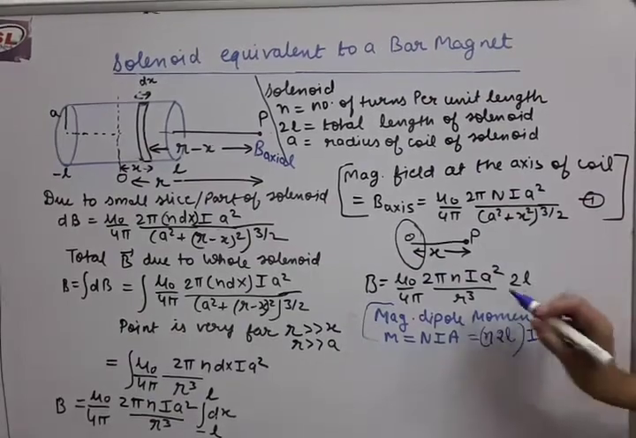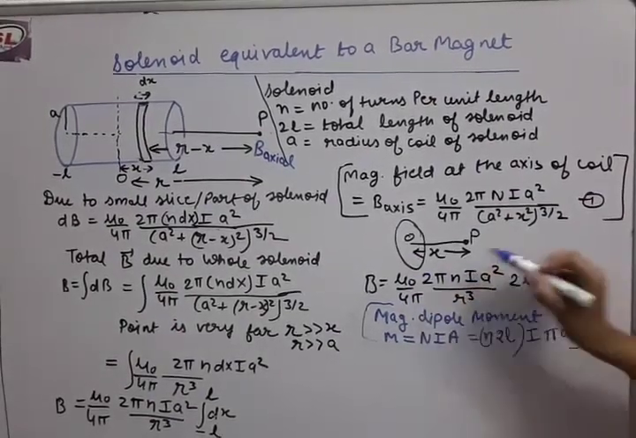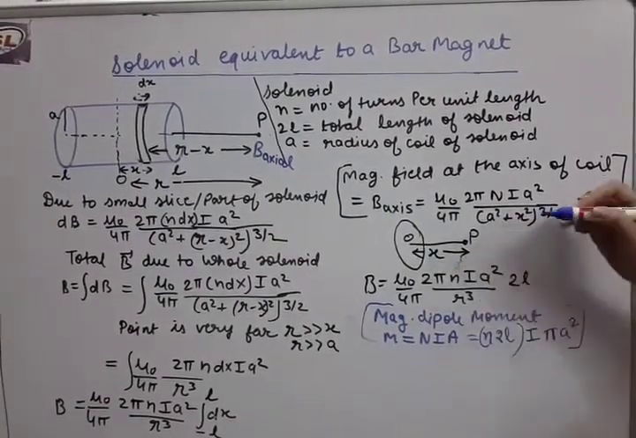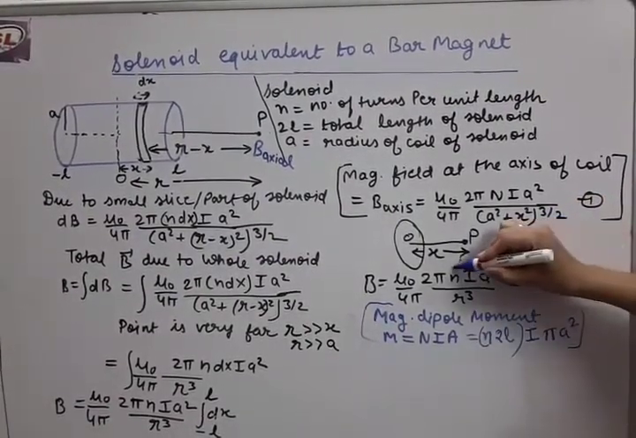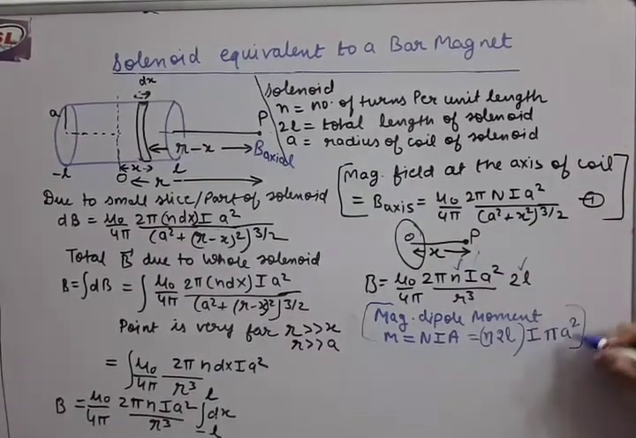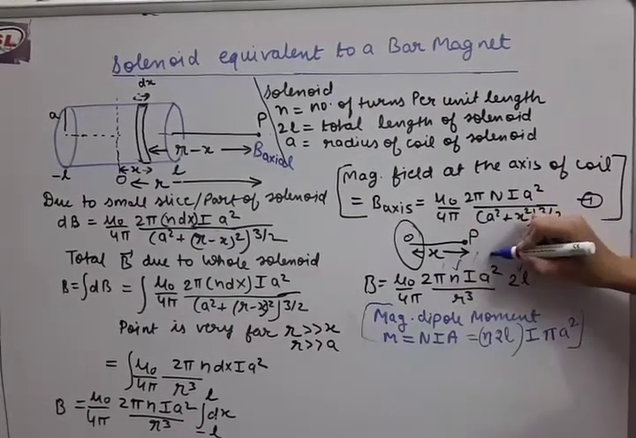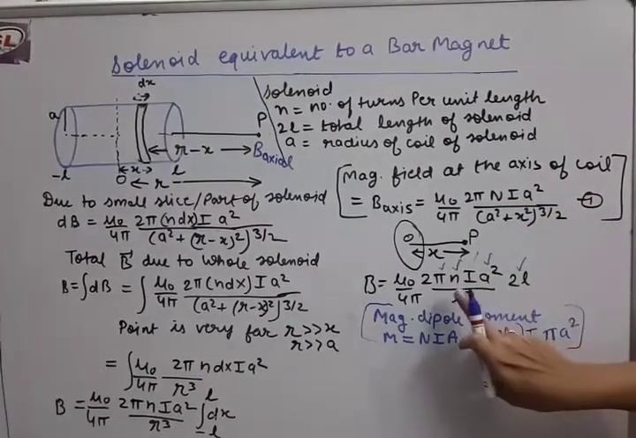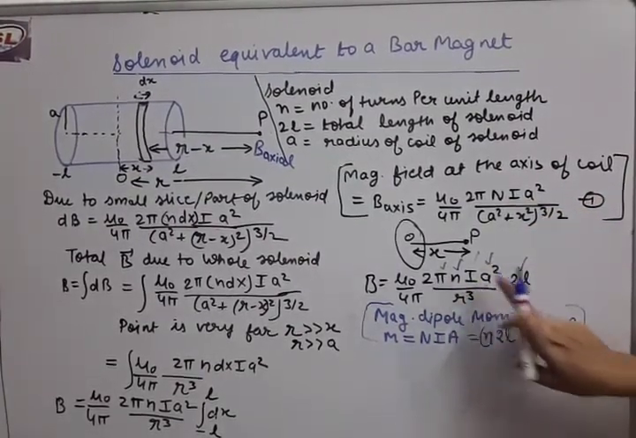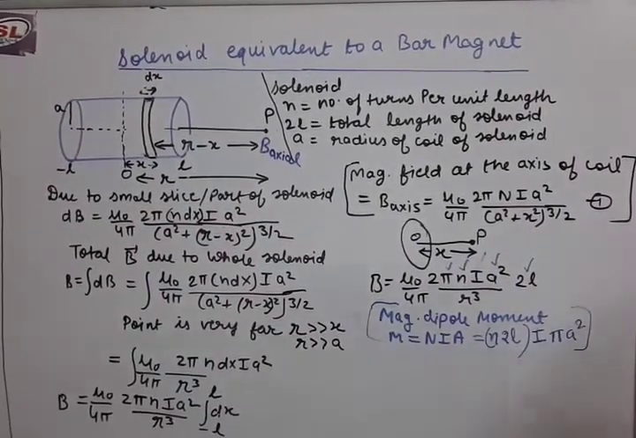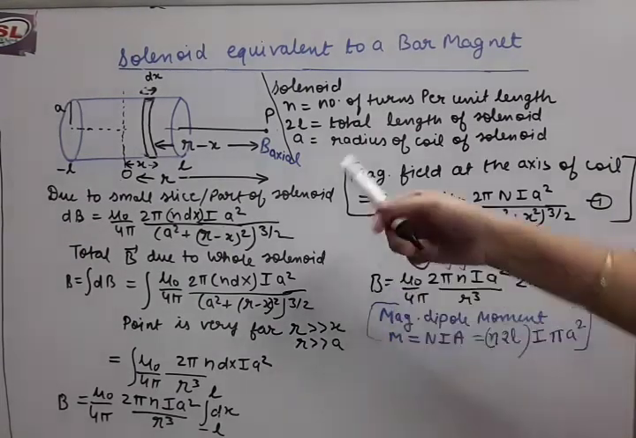Now can we make the magnetic moment here? Let us start taking out the terms. Do we have n? Do we have 2L? n is here, 2L is here. I is also with us and pi a square is also with us. So pi n I a square 2L, all this is making the magnetic moment.